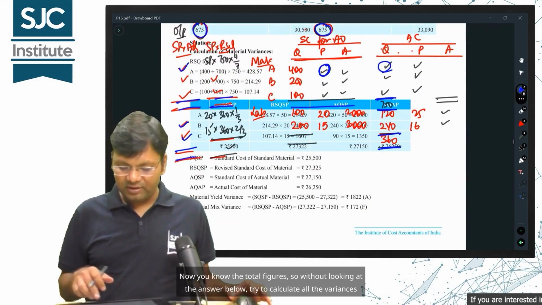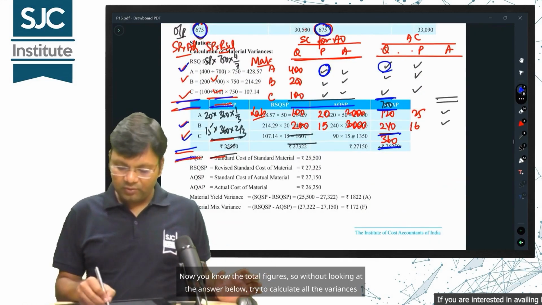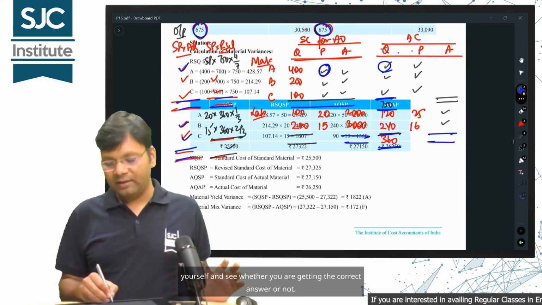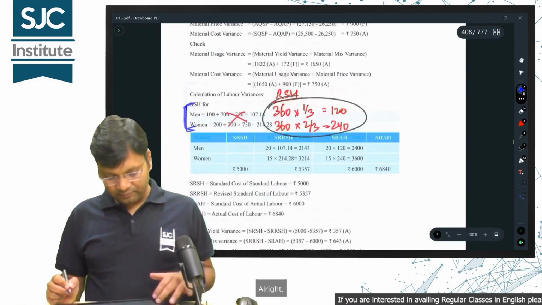Now you know the total figures, so without looking at the answer below, try to calculate all the variances yourself and see whether you are getting the correct answer or not. Alright.